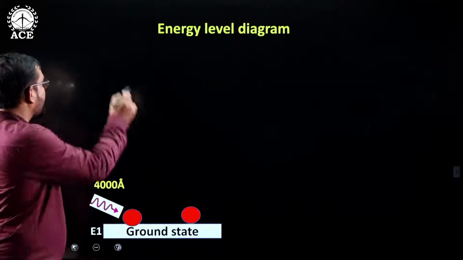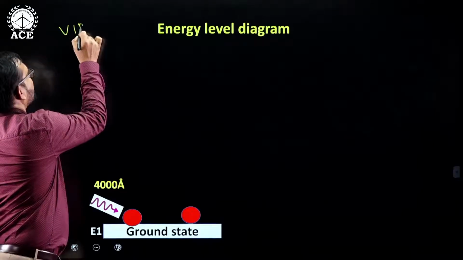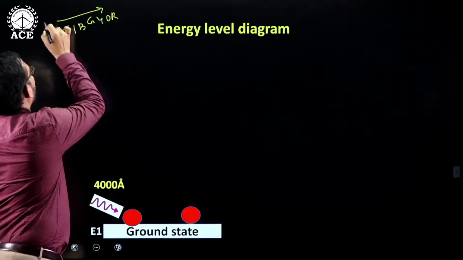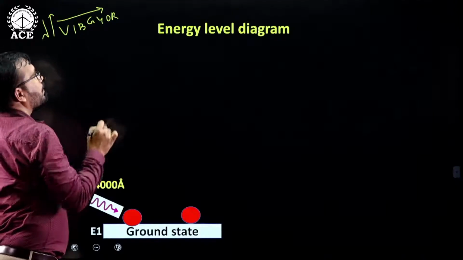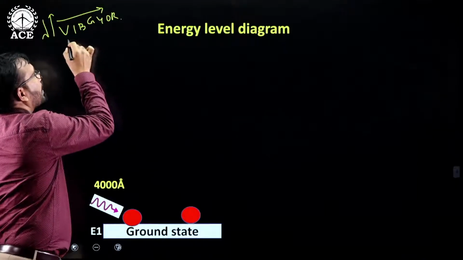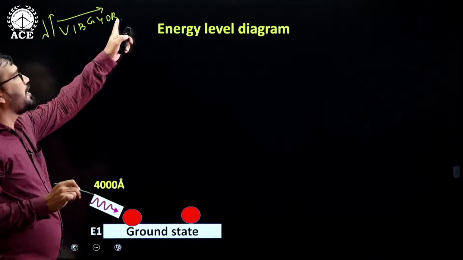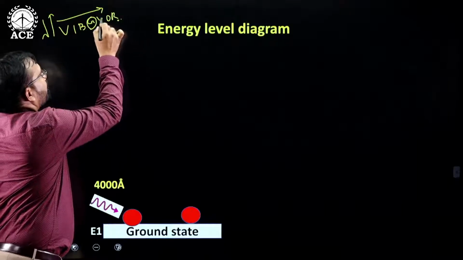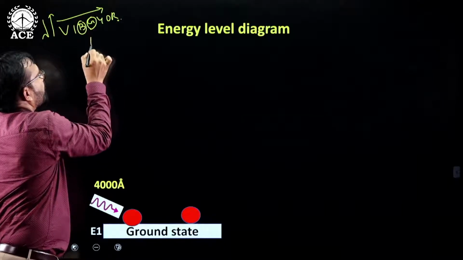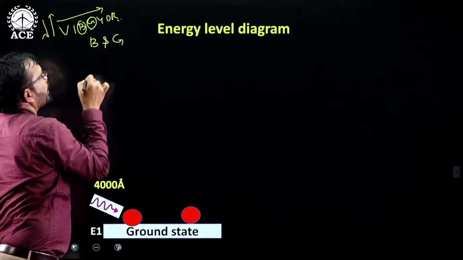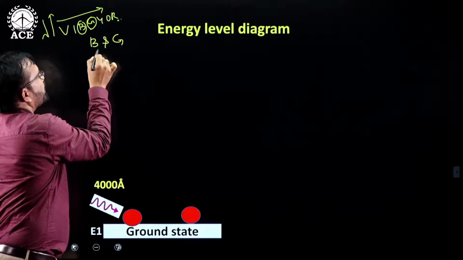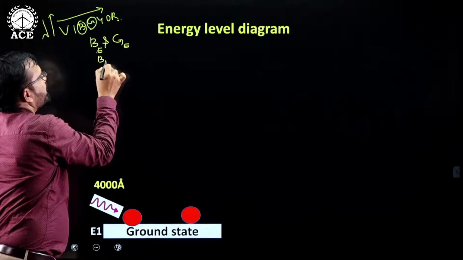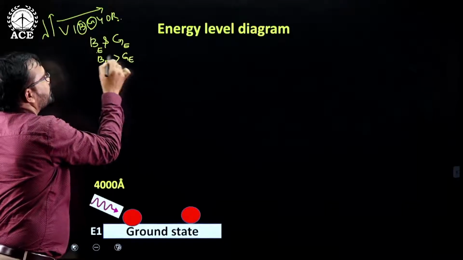What is VIBGYOR? From left to right, lambda, the wavelength, increases. That means red color has more wavelength than violet color. More wavelength means less energy. Which color has more energy? I am having bluish green, blue color and green color. Blue color has more energy. The energy of blue color is more than the energy of green color. So BE is greater than GE.